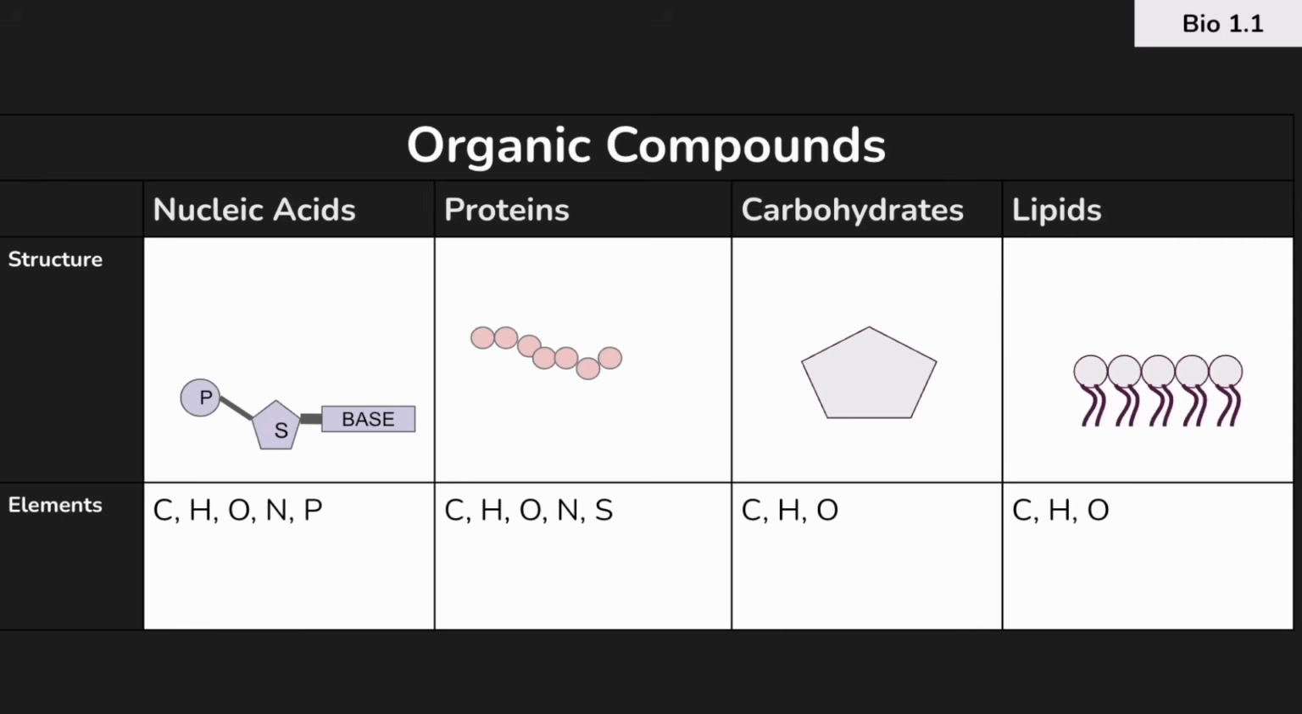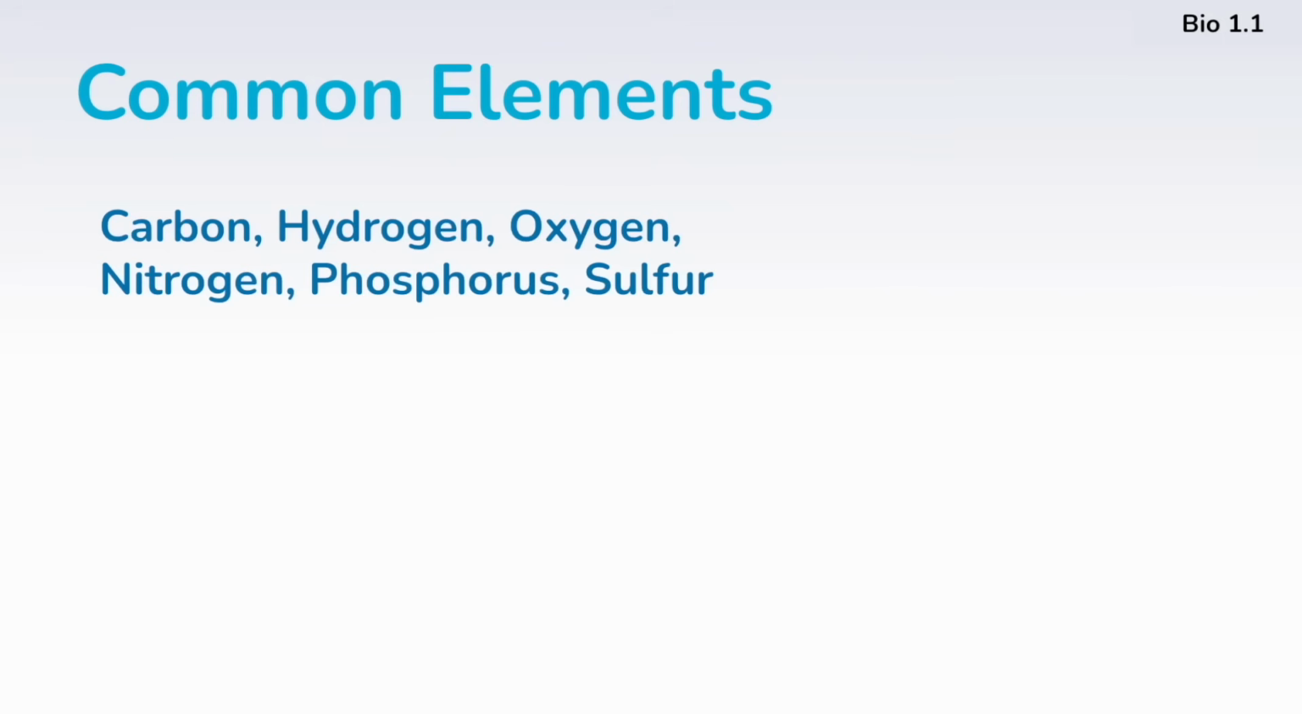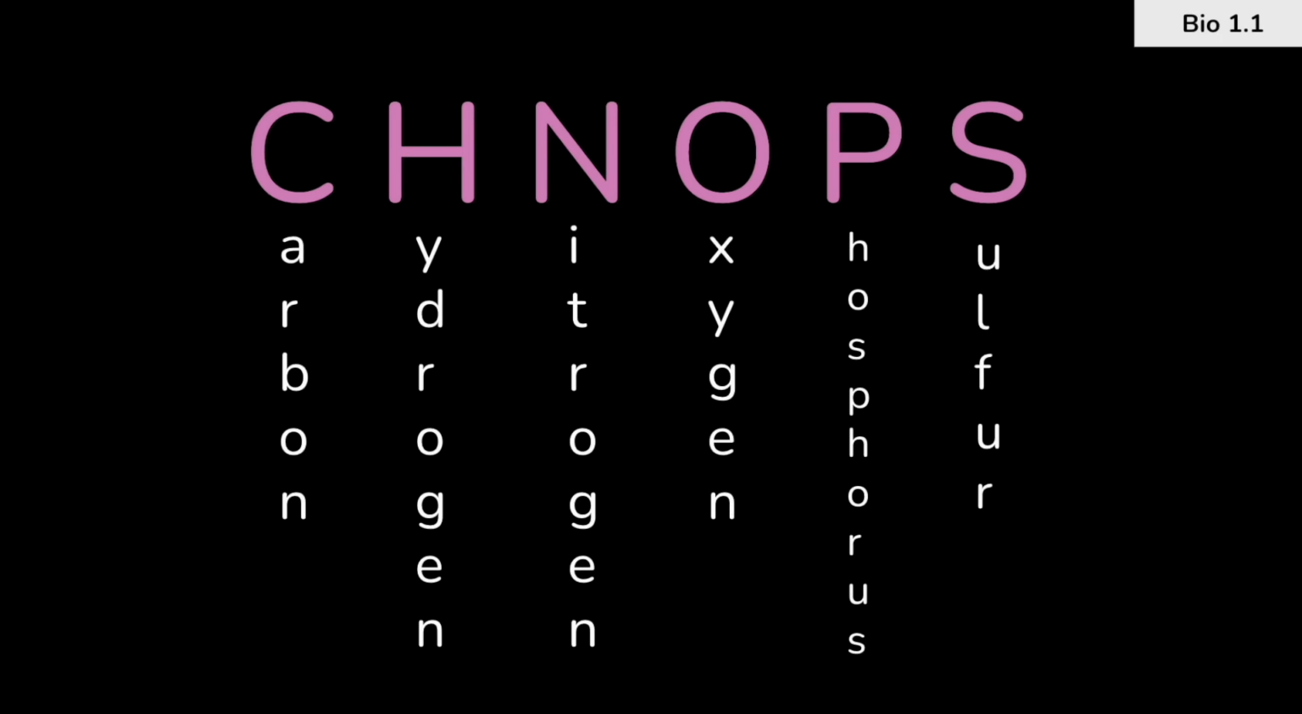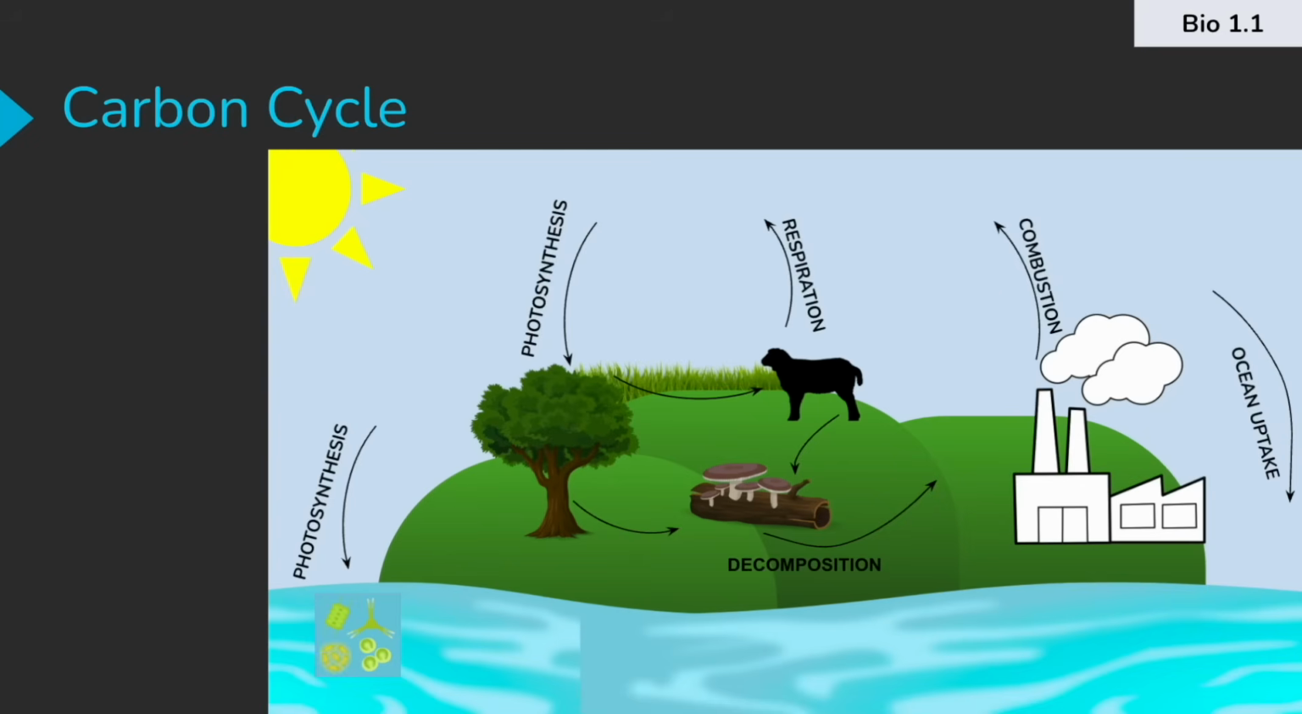Now, each of these molecules is made of some basic elements. It's important to know that the most important elements to living things are carbon, hydrogen, oxygen, nitrogen, phosphorus, and sulfur. Now, that's kind of a long list, so a good way to remember it is CHNOPS for carbon, hydrogen, nitrogen, oxygen, phosphorus, and sulfur. And these elements get into living things through a multitude of different cycles, like the carbon cycle or the nitrogen cycle, which we'll review a little bit later on in this video.